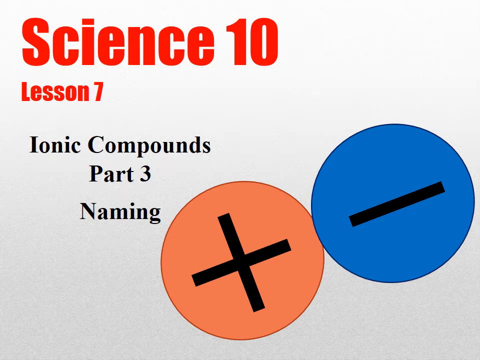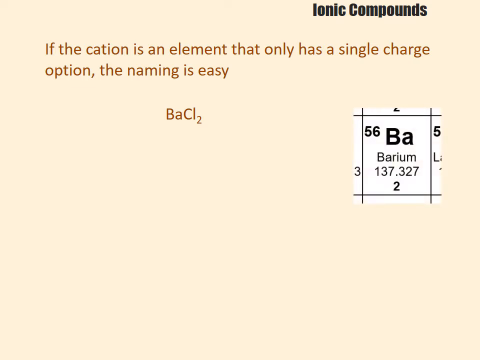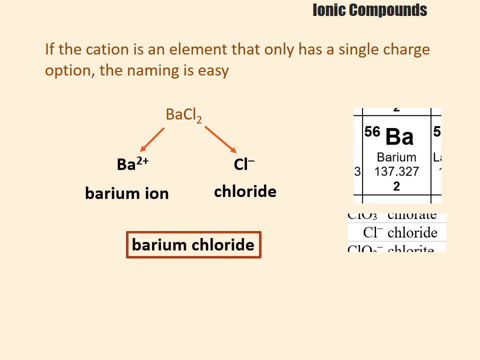Science 10, Lesson 7, Ionic Compounds, Part 3, Naming. If the cation is an element that only has a single charge option, the naming is easy. I look up Ba on the periodic table, it takes a +2 charge, and it's called barium ion. Then I look up Cl on the negative list, and I find Cl-, which is called chloride. So when they come together, they make barium chloride.